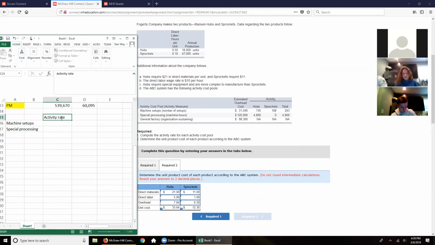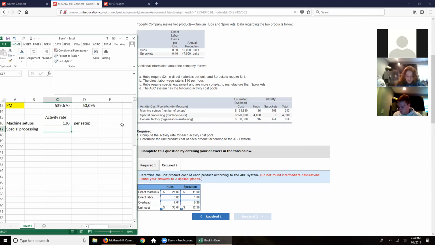So let's come up with the activity rate first. I know you guys said you're pretty much okay with those, but just to take this end to end. Again, we're going to take the total estimated cost in that cost pool divided by the total activity across all products. So for machine setups, we've got 31,590, and we said that this in total takes 243 setups, including both products. So our rate then is $130, and I always like to write down the units per setup.